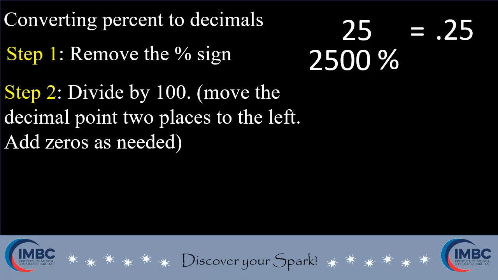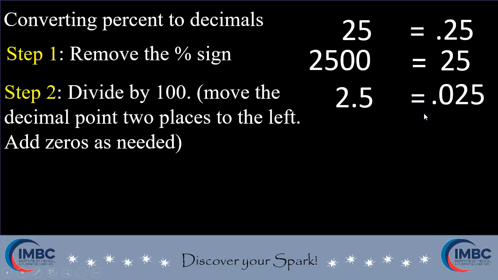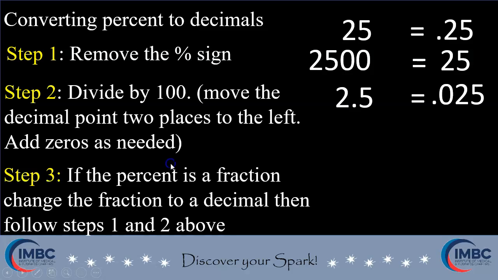Okay, we have 2,500%. Step 1, remove the percent sign. Step 2, move the decimal 2 places to the left. So that's going to be between the 5 and the 0. So equals 25. 2.5%, convert that to a decimal. Remove the percent sign. Move the decimal 2 places to the left. We're going to have to add a 0 for the placeholder. Equals 0.025.